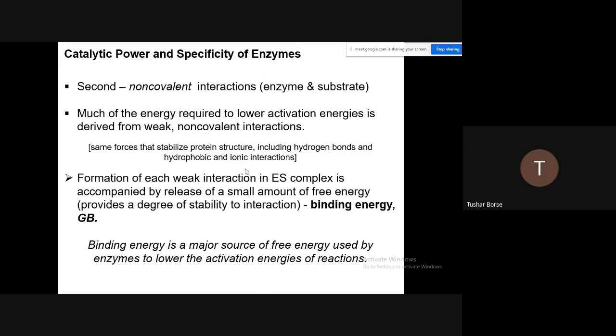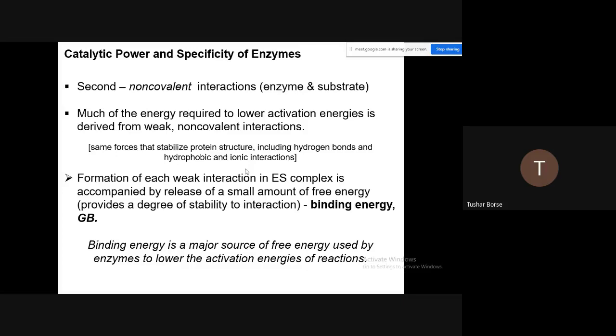The moment it has been identified, it will be attached to it either by formation of a covalent bond, or there would be some non-covalent interaction which will take place between the active site and the substrate. Fine. So these non-covalent interactions between the enzyme and substrate are actually helping in lowering the energy of activation. Okay, and these non-covalent interactions are the same ones we have talked about, which are responsible for the stability of the protein structure. What are those?